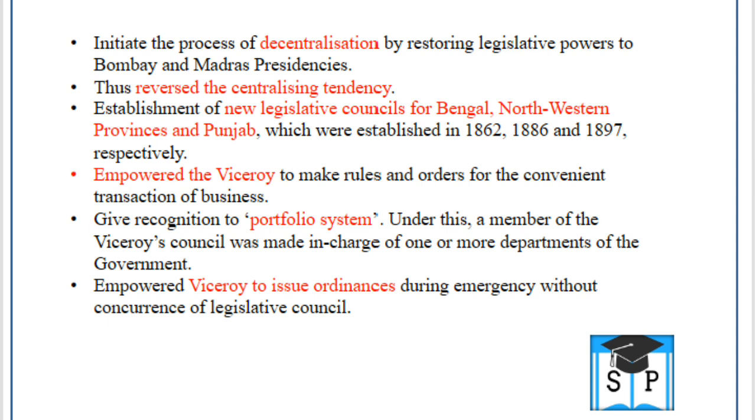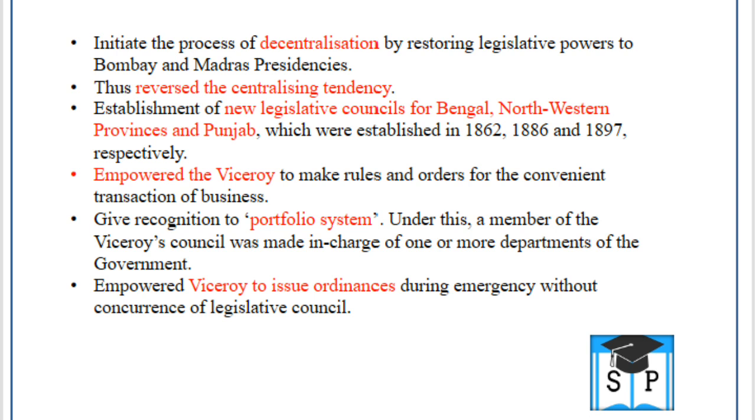This act also provided for the establishment of new legislative councils for Bengal, northwestern provinces and Punjab, which were established in 1862, 1886 and 1897 respectively. The new legislative council for Bengal was established in 1862, northwestern provinces in 1886 and Punjab in 1897.